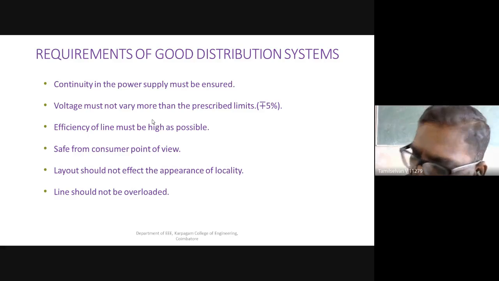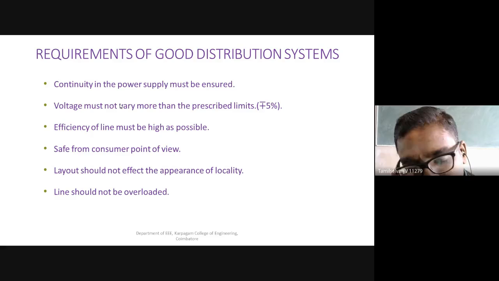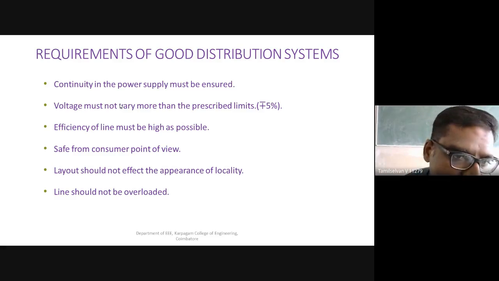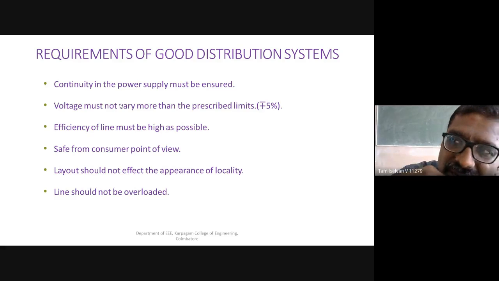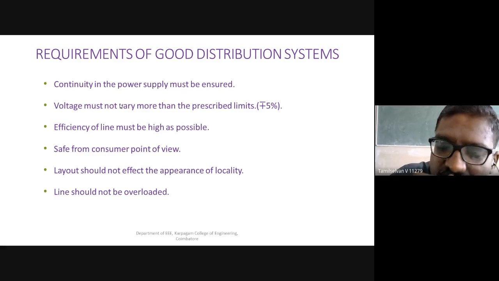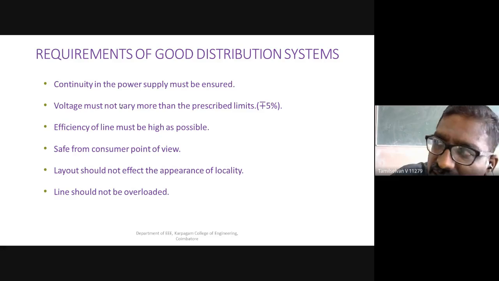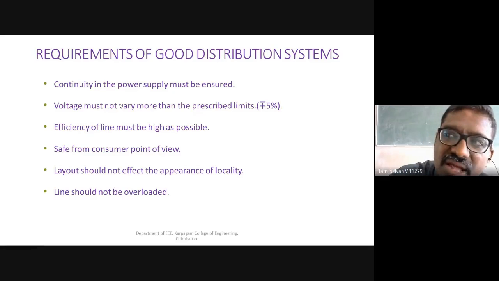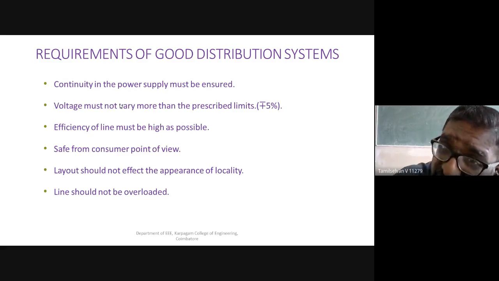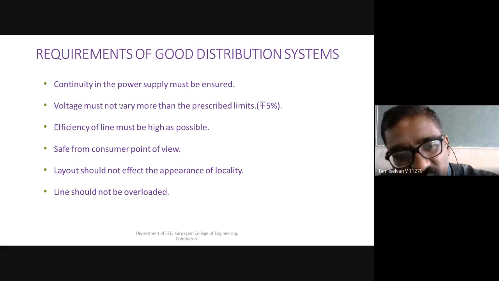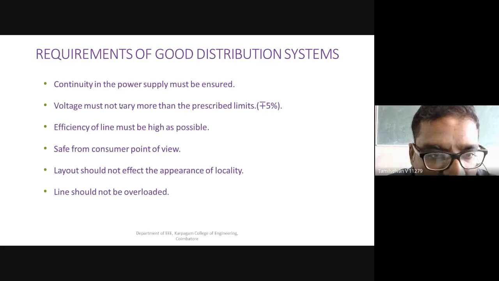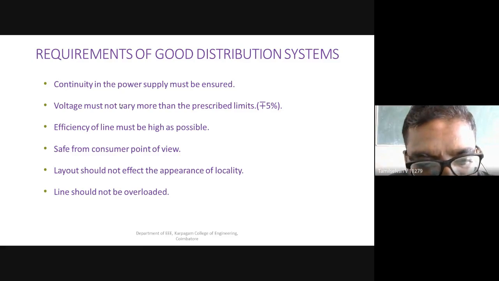I told you that the voltage has to be maintained. Remember the standard value: in some books it is plus or minus 6%, and in some books plus or minus 5%. To have efficient operation of our distribution system, the voltage has to be maintained within the acceptable limit of plus or minus 5% or 6%. It should not go below that, otherwise it will affect the efficiency of our distribution system and even the equipment of all the consumers. So the voltage has to be maintained constant in the distribution system, so that we can improve the efficiency of the line as much as possible.